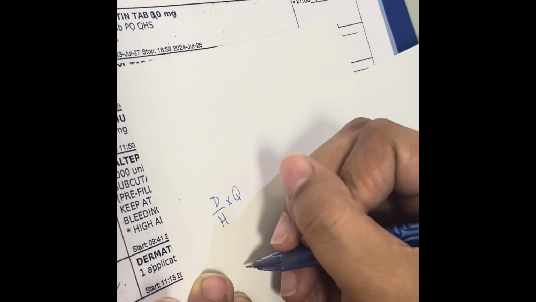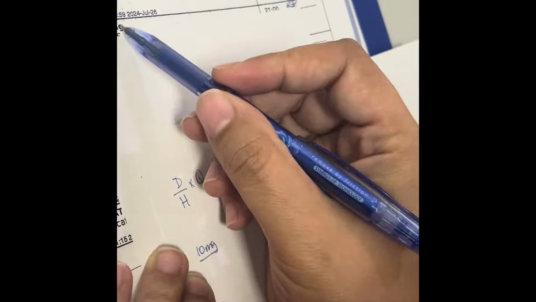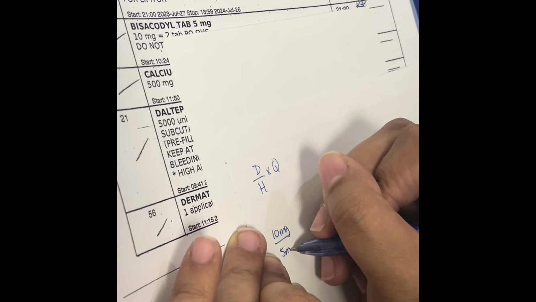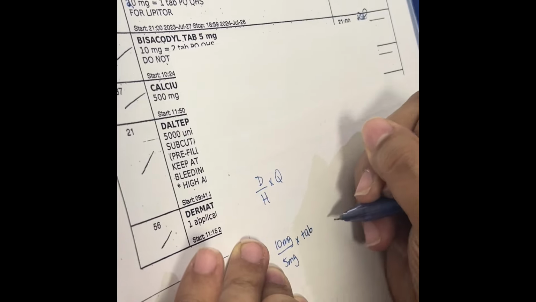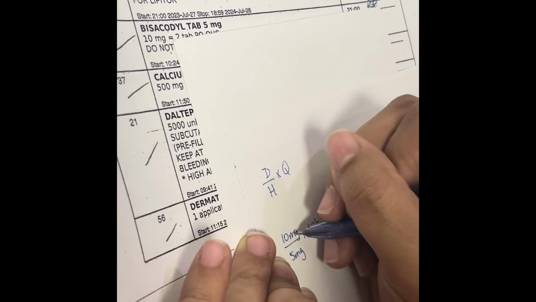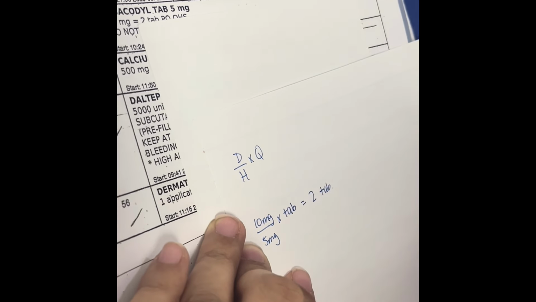The doctor's order is 10 milligrams. The tablet we have on hand is 5 milligrams times tablet. And so 10 divided by 5 is 2 tablets. You have to do the math because she's going to ask for it. Leave this to the side for when she asks for it.